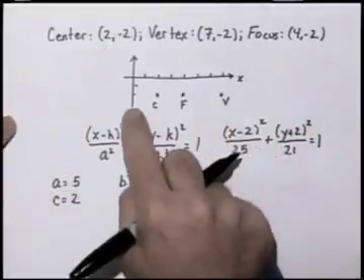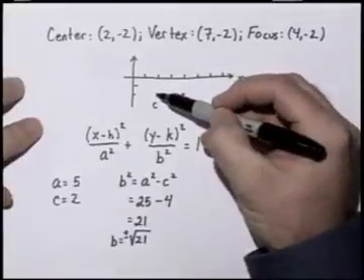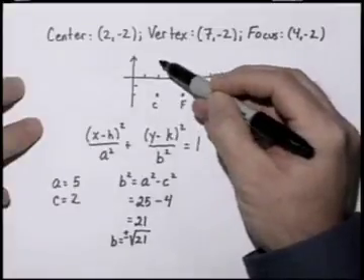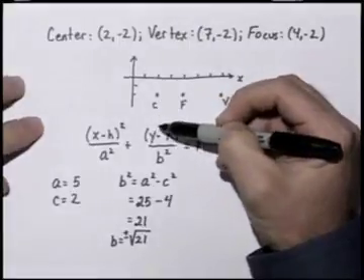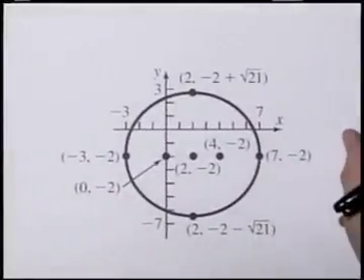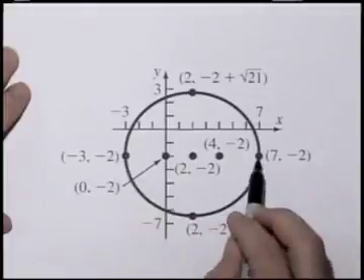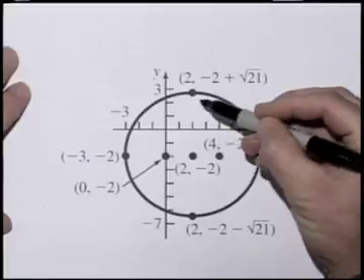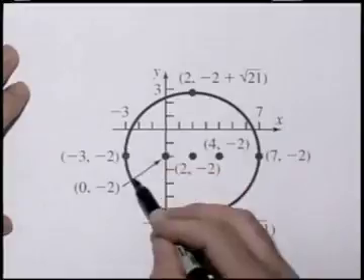Because the major axis is parallel to the x-axis, we can also obtain points by going b units above and below the center. So we go square root of 21 units above the center, square root of 21 units below the center to get 2 additional points. We then use these points to trace in the graph of the ellipse. So there are my vertices. There's the point square root of 21 units above the center. There's the point square root of 21 units below the center. And I have my graph.